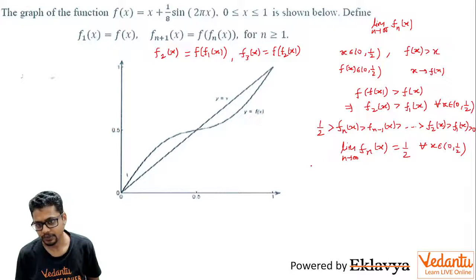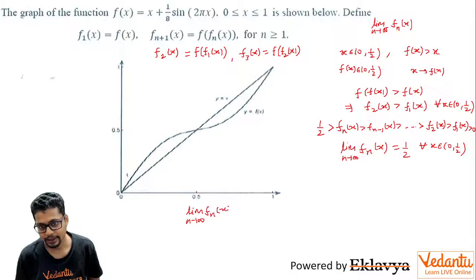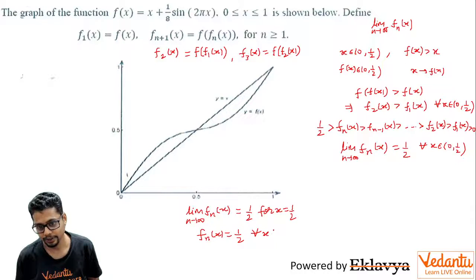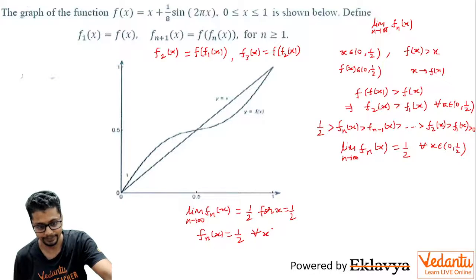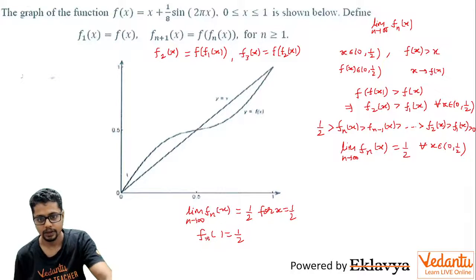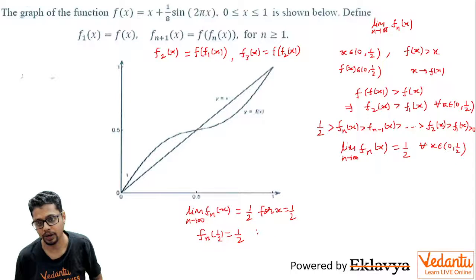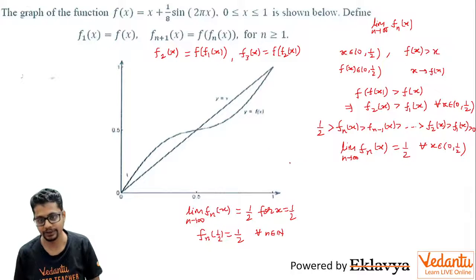And the limit n tending to infinity of fn x is equal to half for x equal to half. In fact, fn of half is equal to half for every n belonging to the natural numbers. This is exactly what we have discussed and convinced ourselves of, and I've just written it here.